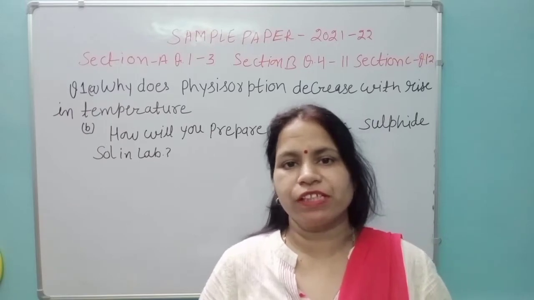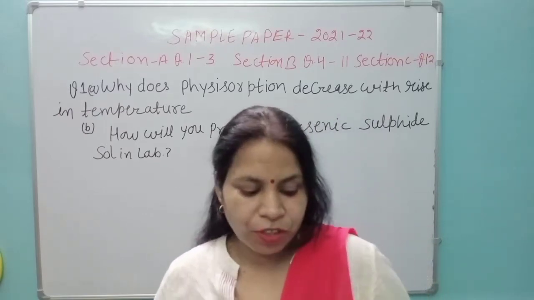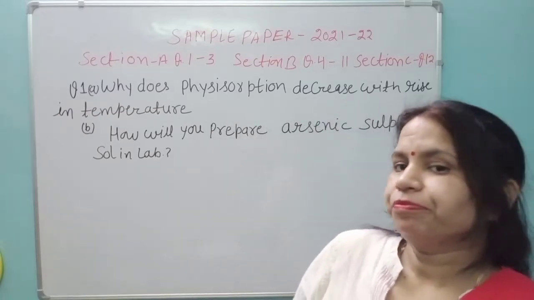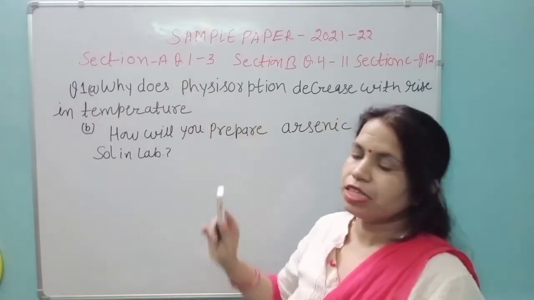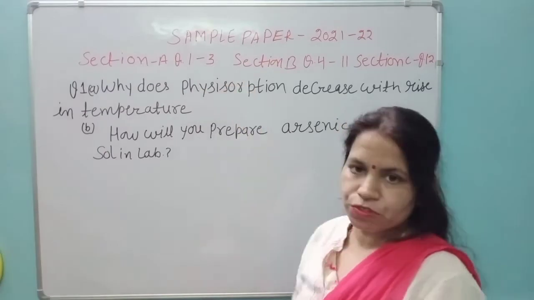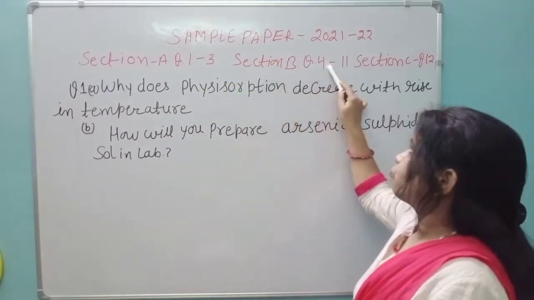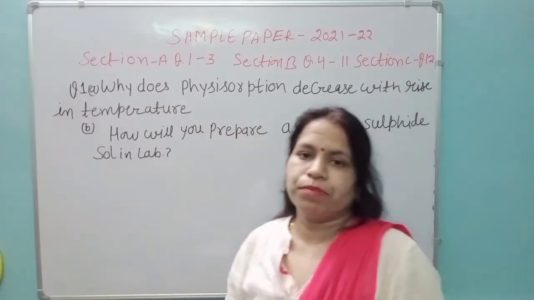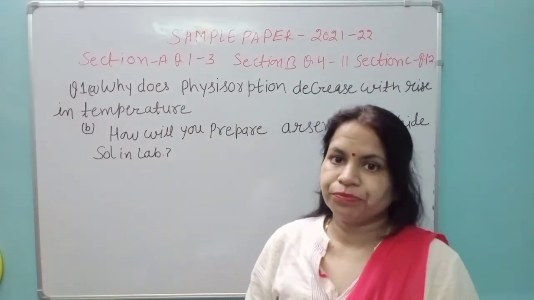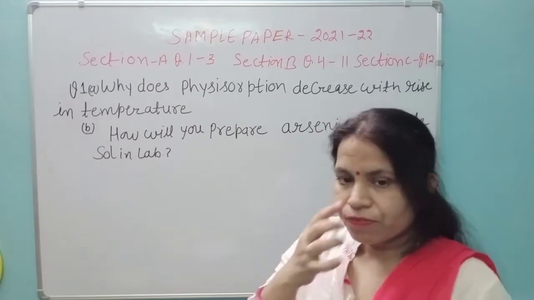So let's see the question paper format. There are 3 sections. In Section A, questions 1 to 3; in Section B, questions 4 to 11; and in Section C, question number 12. Okay, so now let's start the first question.